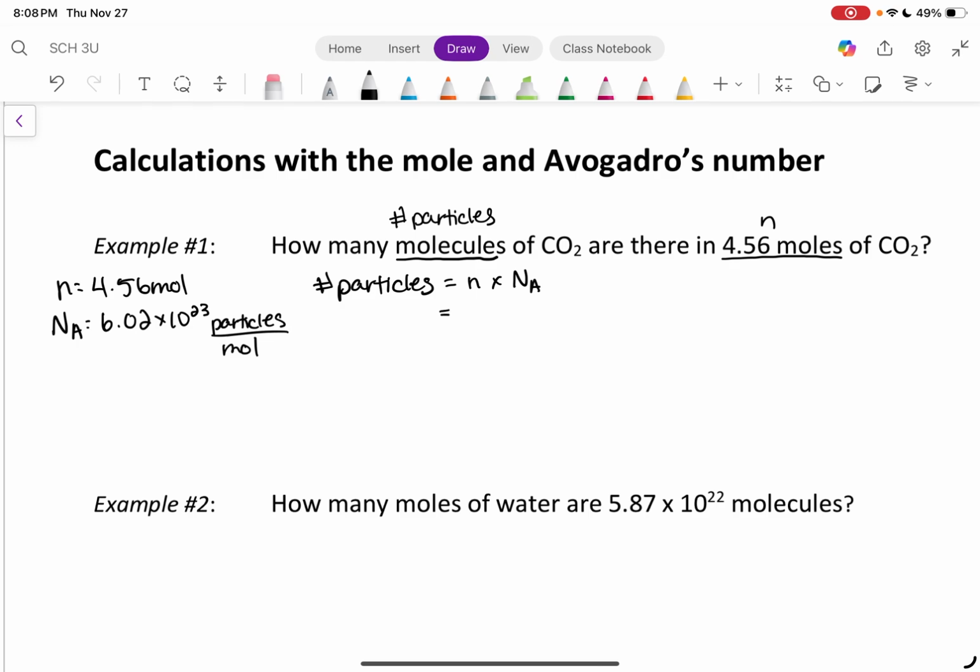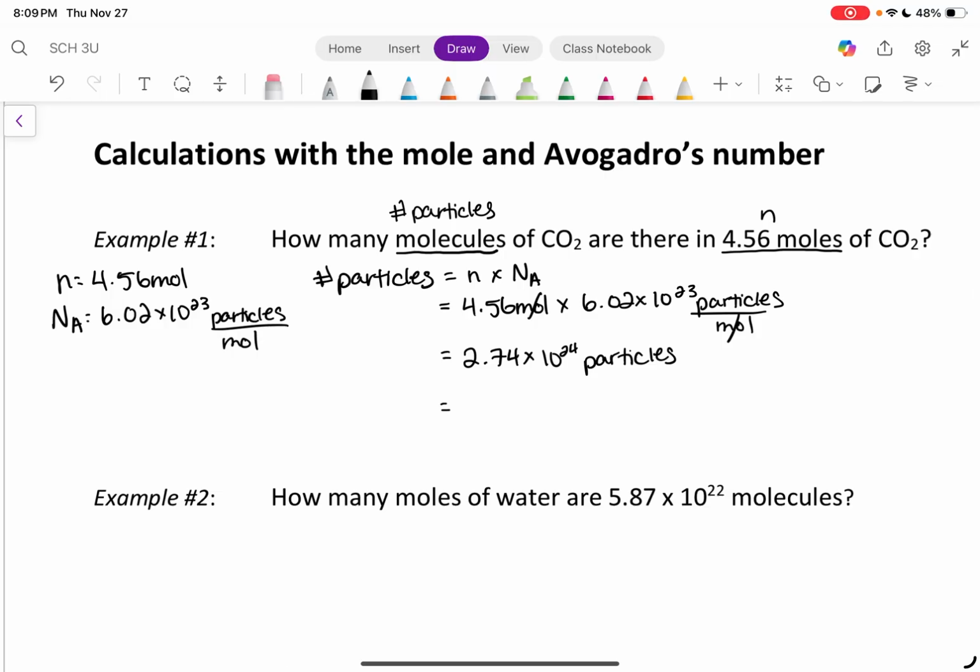So now I'm going to substitute in my values. So I have 4.56 mole times 6.02 times 10 to the 23 particles per mole. Now you can see my mole cancels out, and I'm left with 2.74 times 10 to the 24 particles. But we are not done.